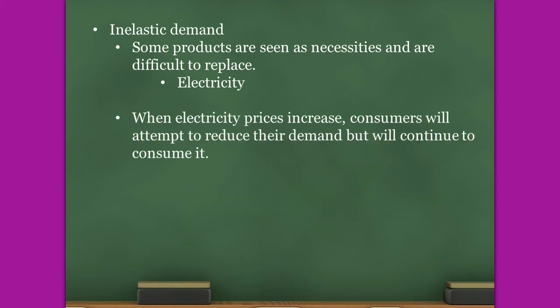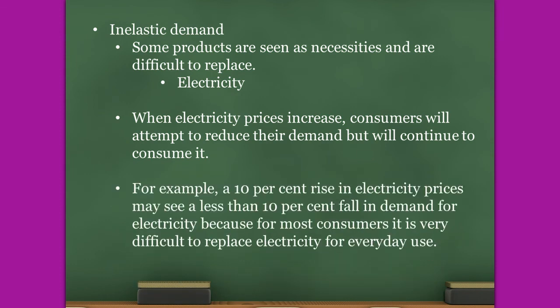When the electricity price increases, consumers will attempt to reduce their demand, but will continue to consume it. So the price of electricity is going to go up, and people may say, well, okay, we might not have our air conditioner on as long, but they're still going to continue to use it in very similar patterns of use. A 10% rise in electricity may see a less than 10% fall in demand.